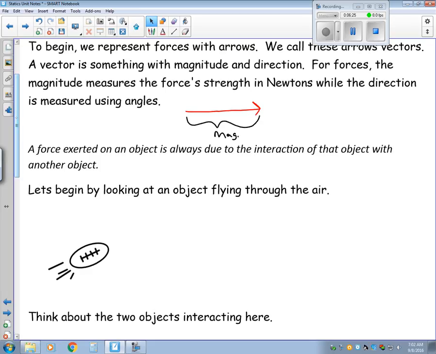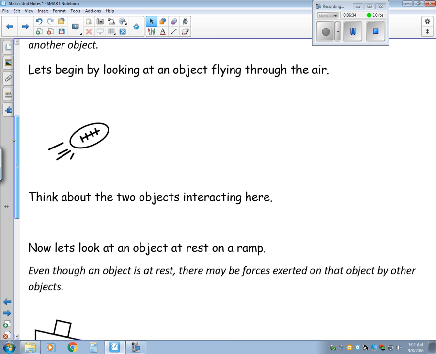Now, any kind of force exerted on an object is always due to the interaction of that object with another object. So let's take a look at a football flying through the air. First off, we're going to make a force diagram. So the forces acting on this football. Well, the football will be interacting with the ground, or with the planet. So that means there is a gravitational force. And this is going to point from the center of mass of the football to the center of mass of the Earth. So basically, draw it vertically down.